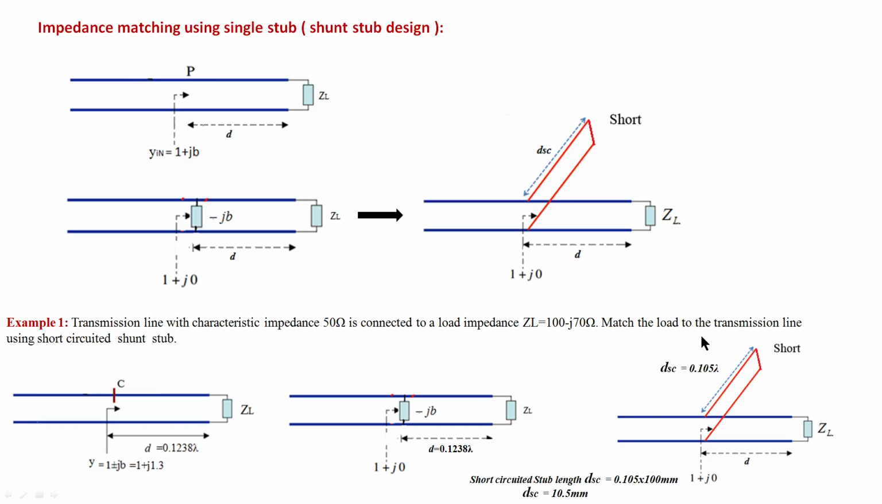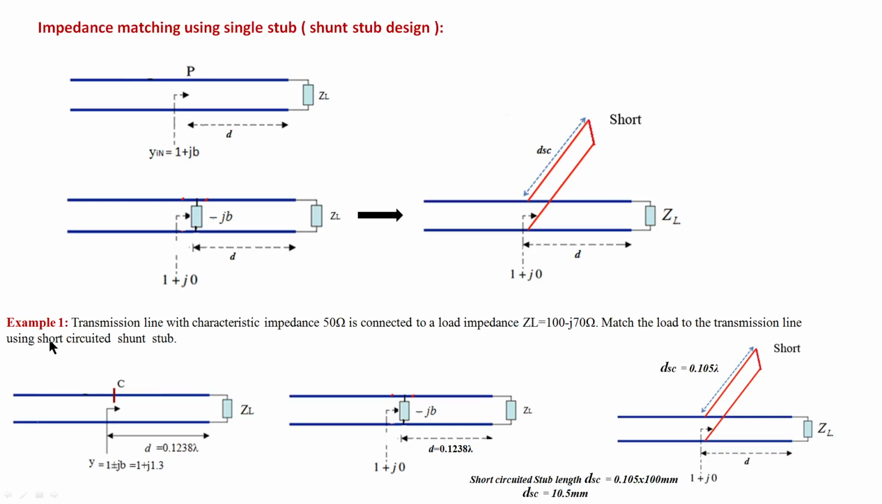Match the load to the transmission line using a short circuited stub. There is a mismatch, so what we have to do? You should match this load to the transmission line. For that they asked you to use the shunt stub. Short circuited is important here. Short circuited shunt stub, you should not confuse it.